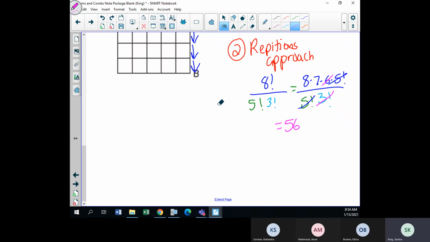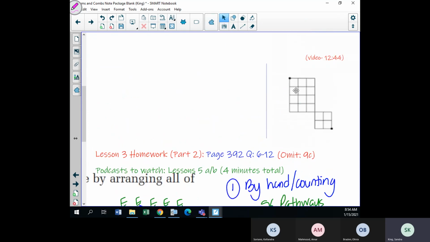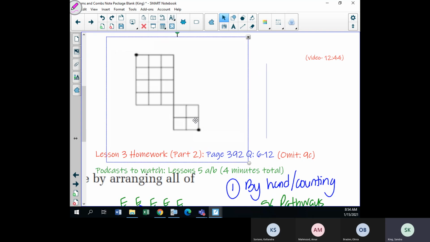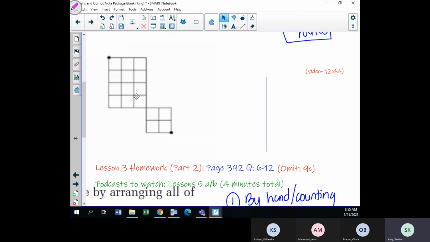Let's complicate this by putting one rectangle onto a second rectangle. So here's what I mean. This guy. Can you please draw this for me? And then if you could do this one as well, you could do any rectangle I give you, and you will not get this question wrong. And we're going to do the 2 different ways. We're going to count and we're going to do the repetitions approach.